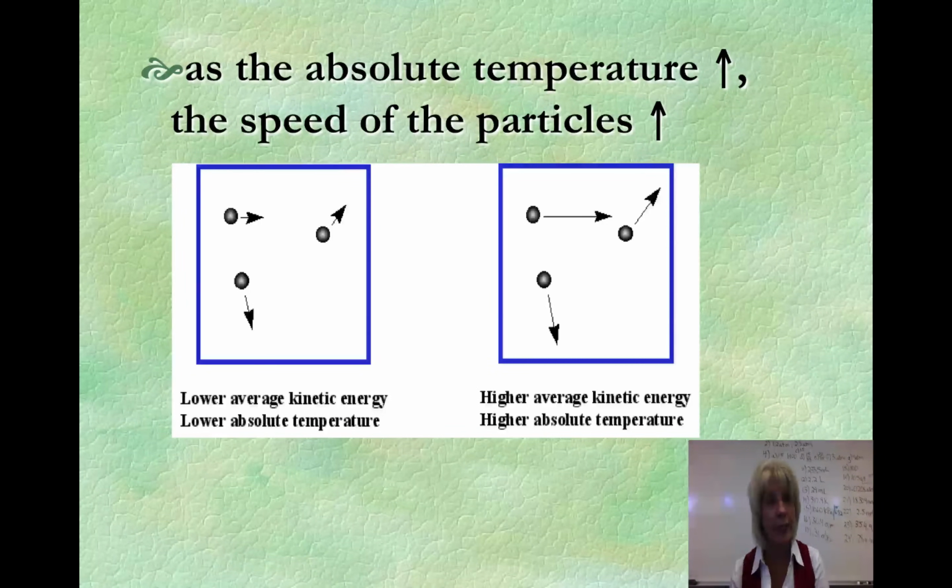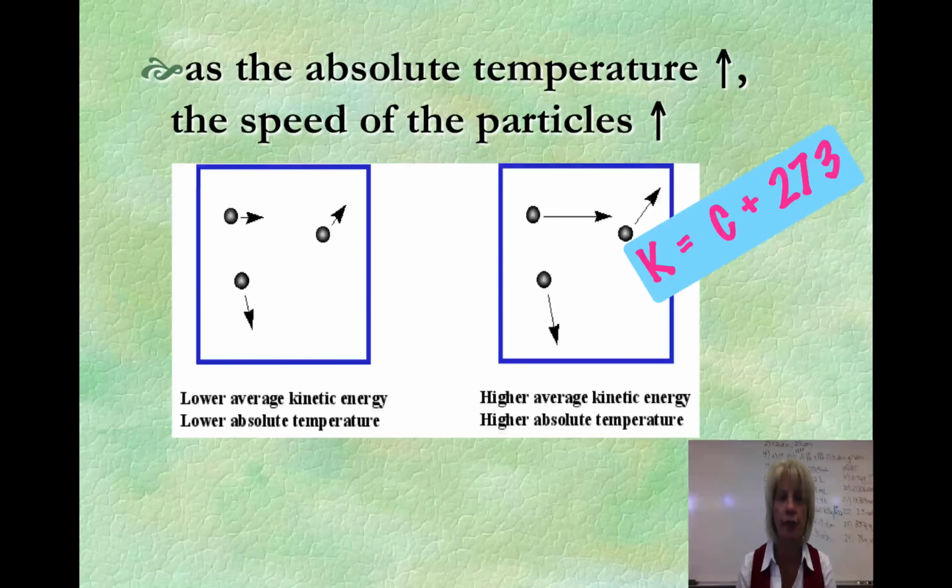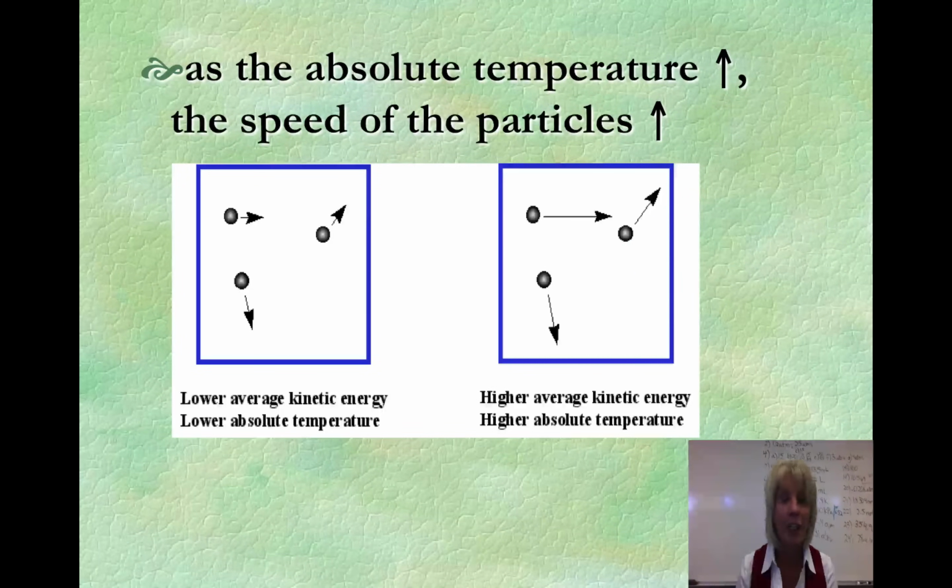In this picture, we see that as the absolute temperature increases, the speed of the particles increases. Lower average kinetic energy means that you're at a lower absolute temperature. On the right, the higher average kinetic energy is a result of the higher absolute temperature.